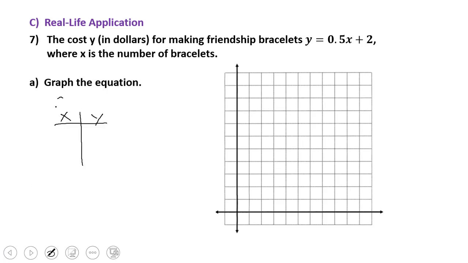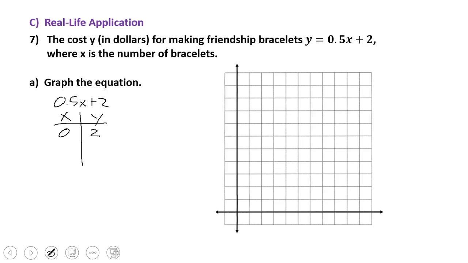Our rule is 0.5x plus 2. And, well, if I don't make any bracelets, does it cost me anything? Let's find out. If I put in a 0, 0 times 0.5 is 0, plus 2 is 2. I wonder why it would cost me money if I haven't made any bracelets yet. What would that 2 represent?